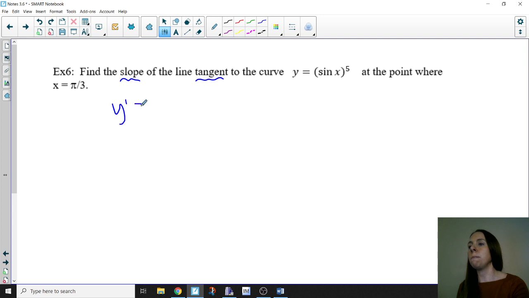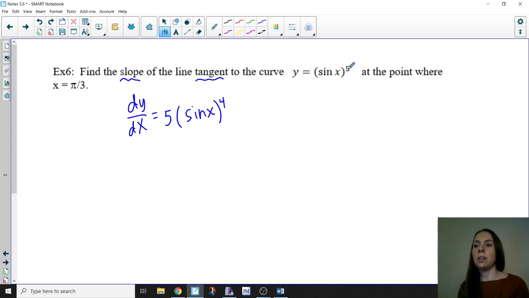Let's get y prime. Or, you know what? Why don't we change it up for this one and call it dy dx using chain rule. The outer function this time is not the trig, it is the power. The 5 comes down in front of the sine of x and is now to the 4th power. Derivative of the outer function, bringing the inner function along. Multiply then by the derivative of the inner function.